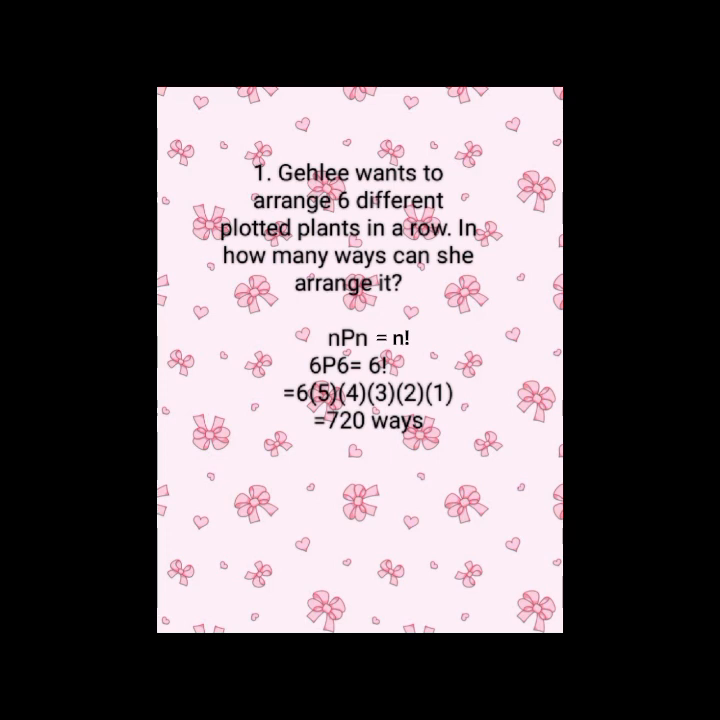To solve for 6 factorial, we're going to start with 6 down to 1. So 6 times 5 times 4 times 3 times 2 times 1, and that is equal to 720. So there are 720 ways of arranging 6 different potted plants in a row.